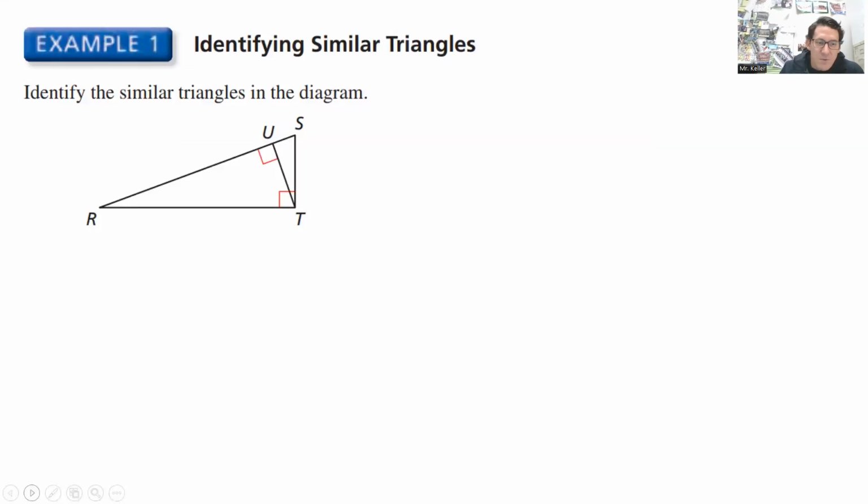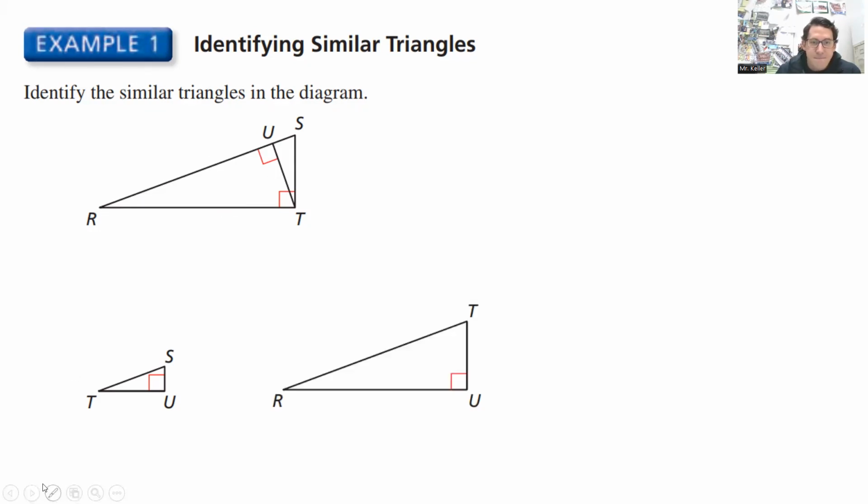The first one that we have is the small triangle here, S to T to U, right? We have the small right triangle there. Then the other part of it, the medium triangle, R to U to T there, right? And then the whole thing together, R to T to S, right?